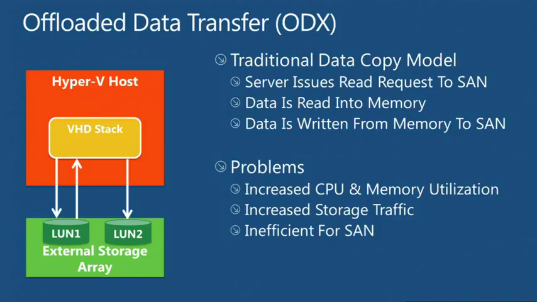It consumes host CPU as well as memory. And these two are critical resources that define the scale aspects of consolidation. It also increases the storage traffic in the fabric, which is also another critical aspect of reducing IOPS. It's inefficient for the SAN.